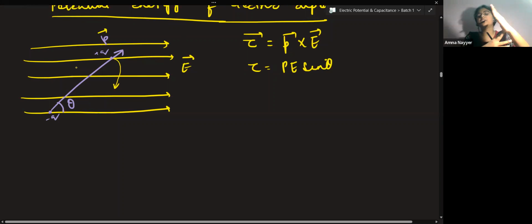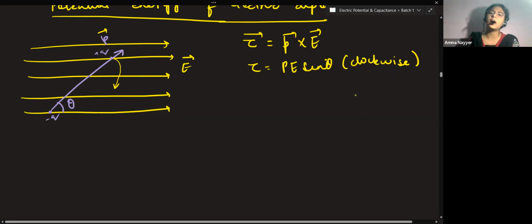If the torque shifts the dipole in this direction, it means what? This is the clockwise direction. So this is PE sin theta clockwise. This we have discussed in detail. How do we write clockwise? How do we write anti-clockwise?